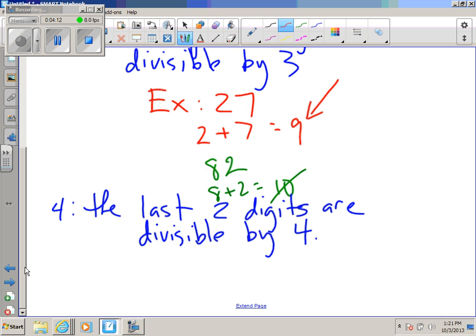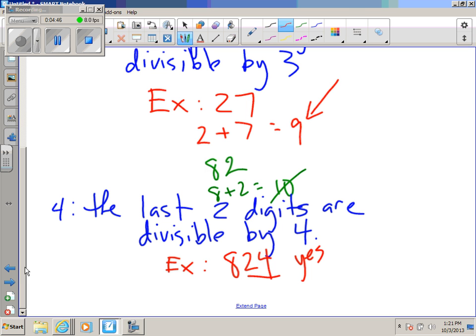So an example could be 824. There is a way to test if 824 is divisible by 4. And I look at the last 2. The last 2 happen to be 24. Is 24 divisible by 4? Therefore, so is 824. Now, you know your 4s, and you're probably comfortable with your 4s as far as your multiplication tables up to a certain point.